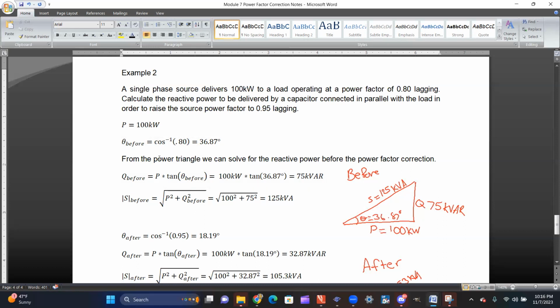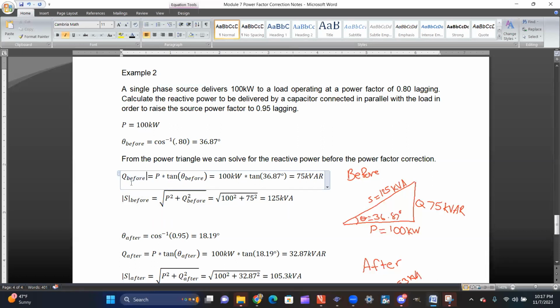From the power triangle, we can solve for the reactive power before the power factor correction. If you go back to the notes or the video right before this one, you can find one of those equations to help you solve for the reactive power. And remember, in a power triangle, if you know at least two of the four variables, you will be able to calculate the rest of the values of that power triangle.